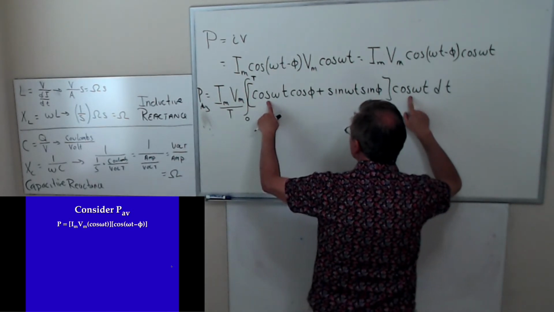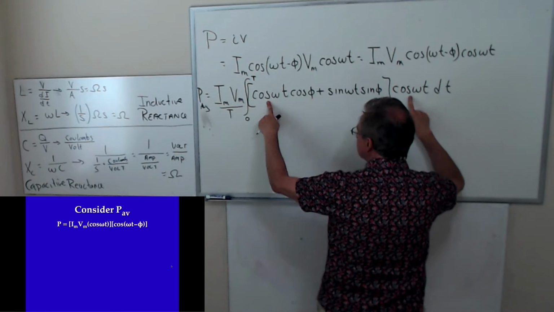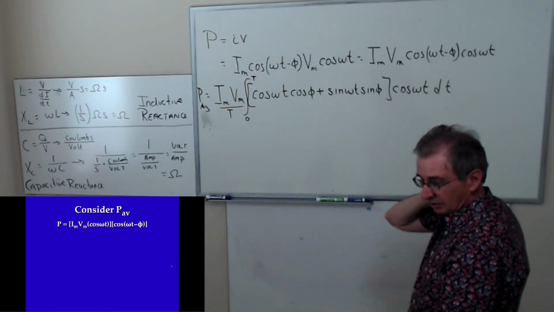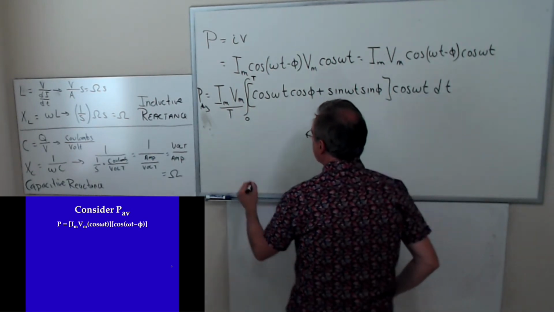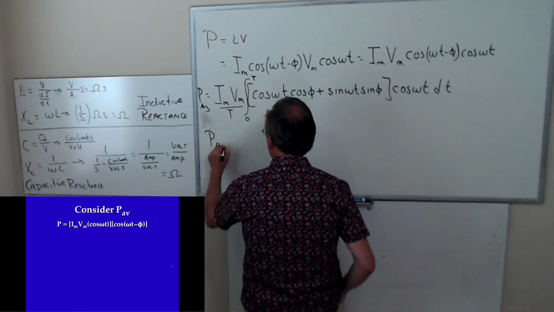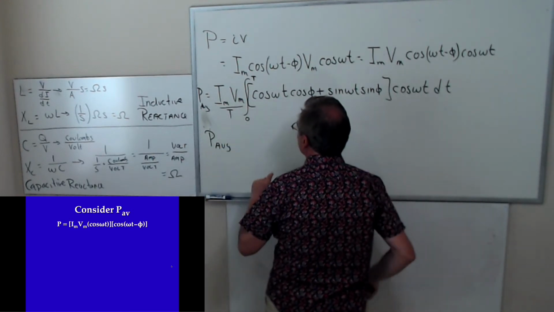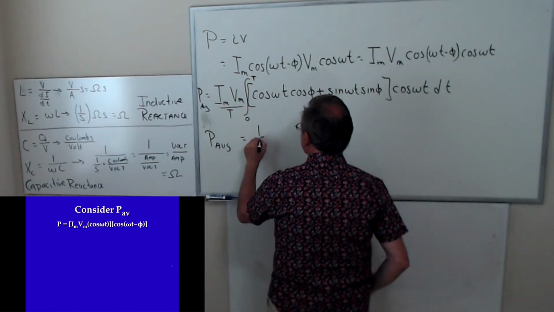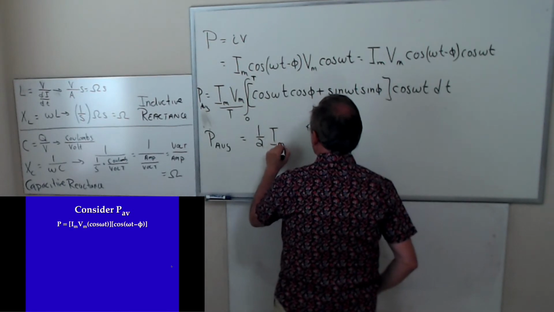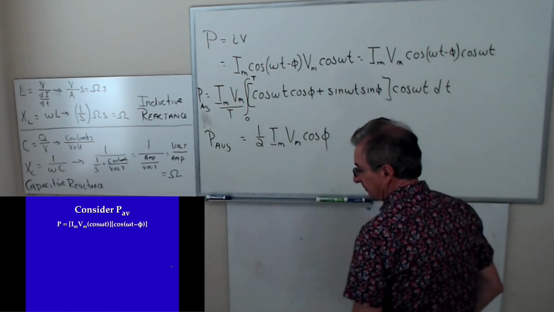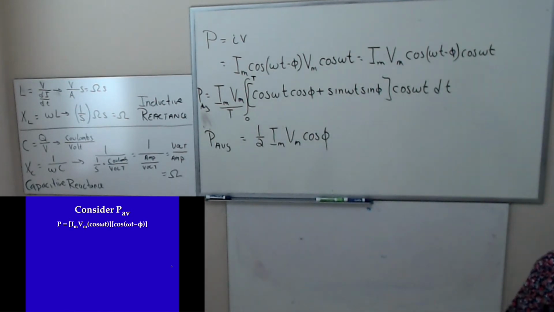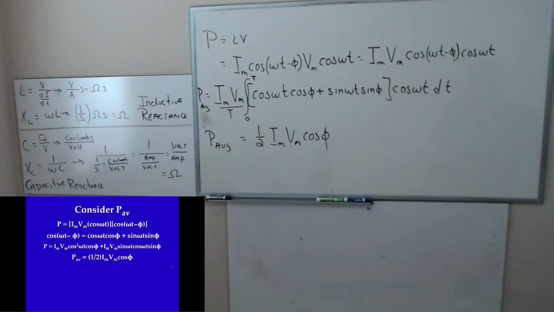And then cosine times cosine integrated. What's the integral of cosine squared? Well, what's the average of cosine squared? Well, it's a half. And so P average then, when you perform the integral and divide by the period, will give you that. Okay, so that's the average power.